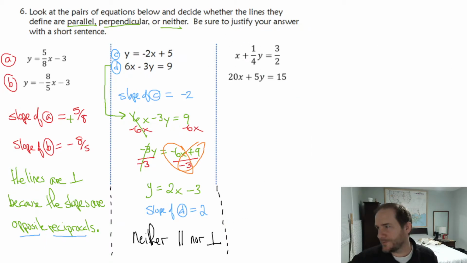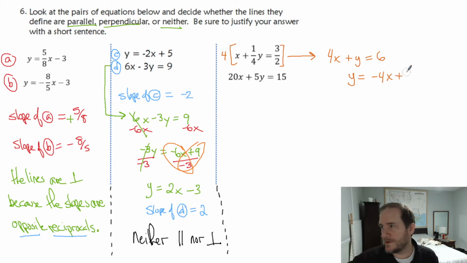All right, do the same thing over here. Again, neither of these equations are solved, so let's solve this one for y. My advice here would be just multiply everything by 4 right away, because I don't want this fraction. So the 4 distributes onto the x, I get 4x. The 4 distributes onto the 1/4 y, and I just get 1y. And the 4 distributes onto the 3/2, giving me 12/2, which is 6. Then I subtract 4x from both sides, and I get y equals negative 4x plus 6. That tells me that the slope is negative 4.